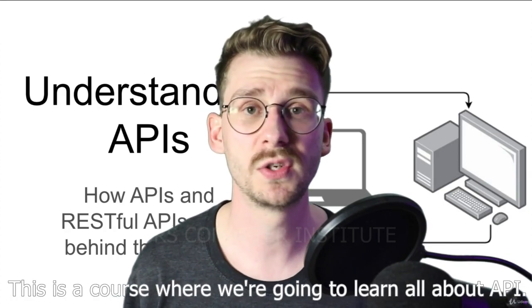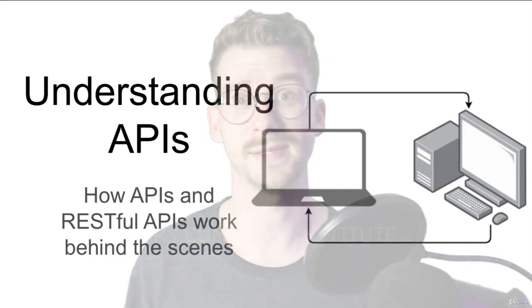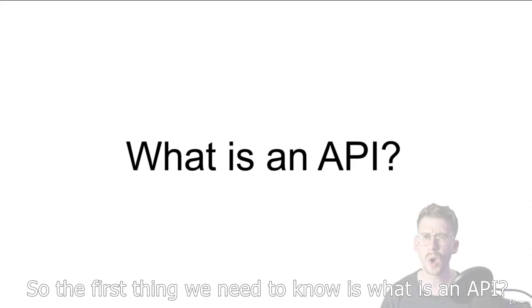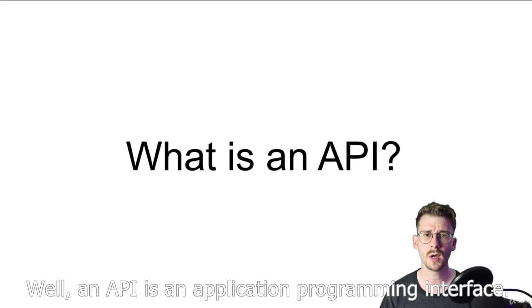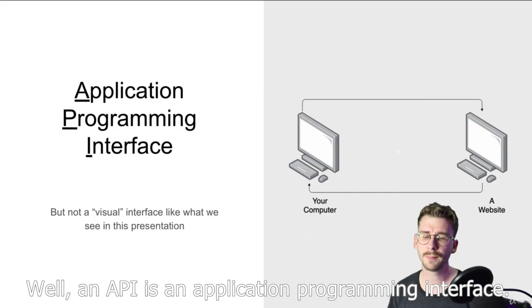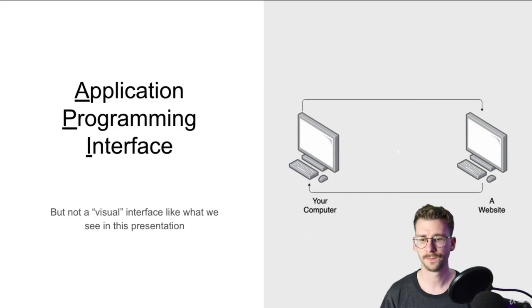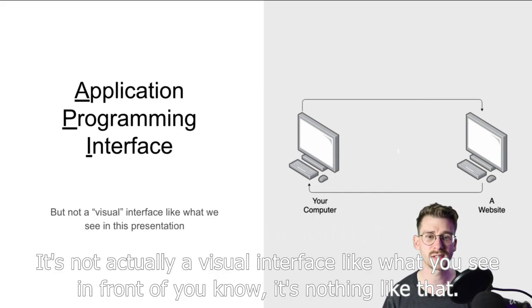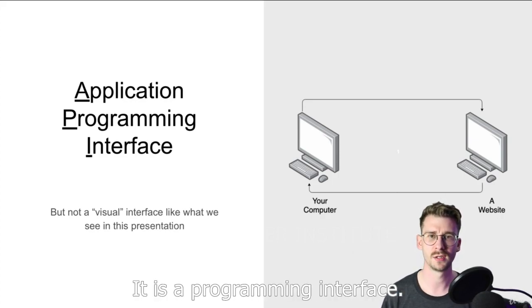This is a course where we're going to learn all about APIs. So the first thing we need to know is, what is an API? Well, an API is an application programming interface. It's not actually a visual interface like what you see in front of you. No, it's nothing like that. It is a programming interface.